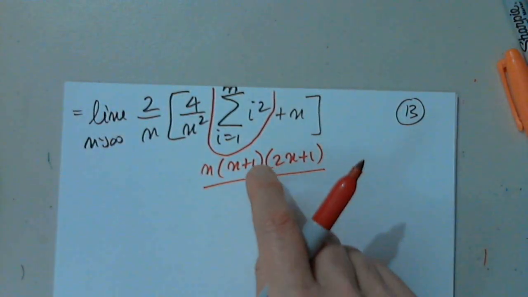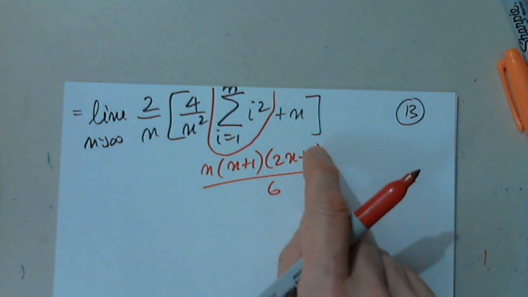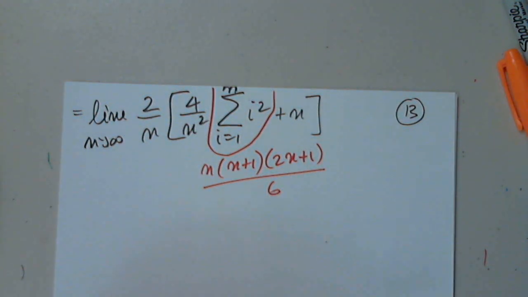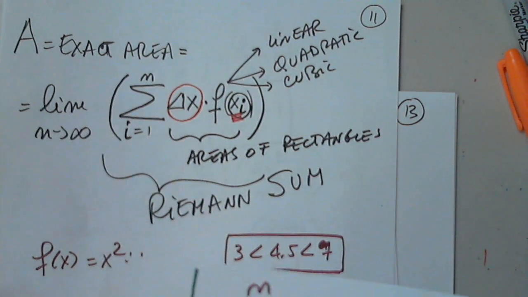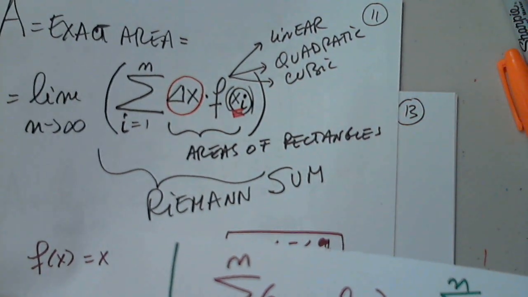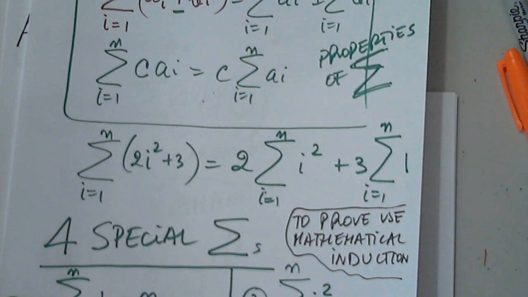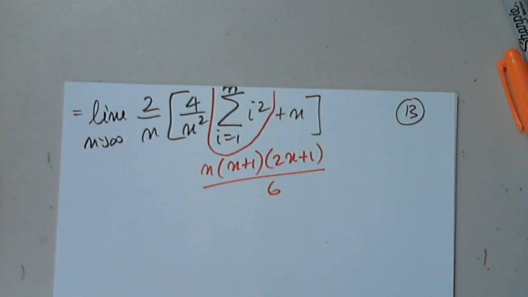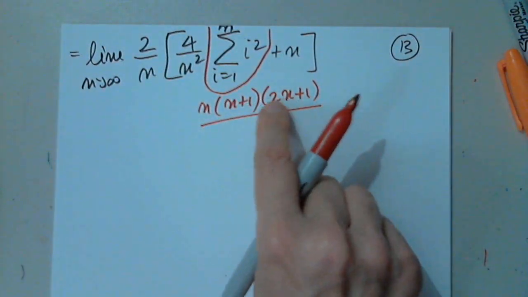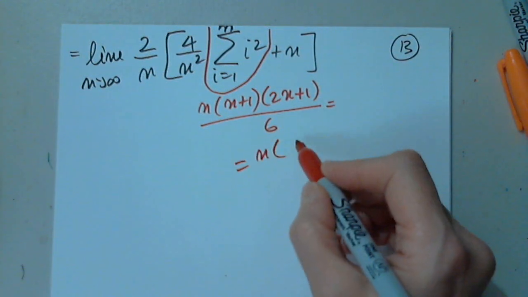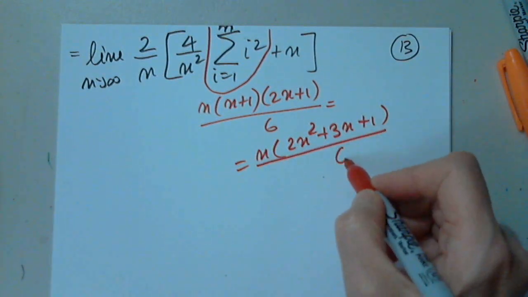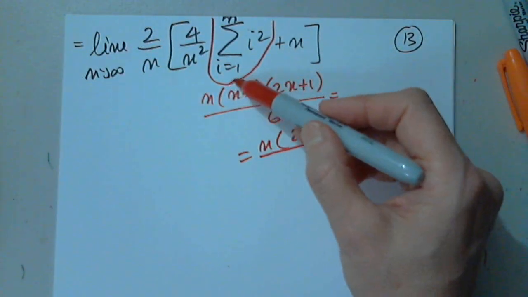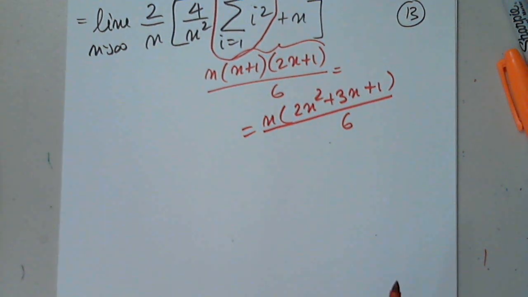I recommend you always multiply these two. So 2n squared plus 3n plus 1, divided by 6. It's better if you have them already multiplied.